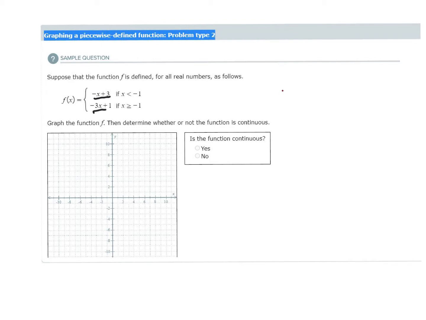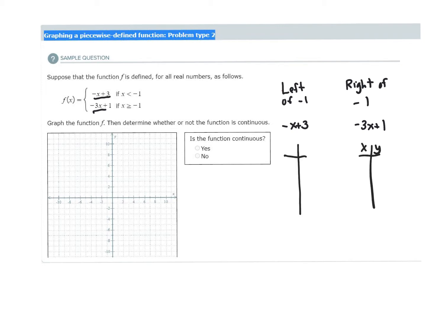So if I think about it, we'll have left of -1, and then we'll have right of -1. Left of -1, that's when we're going to have -x plus 3. And right of -1, we're going to have -3x plus 1. So for both of these, I want to make little tables for them. Now again, this one's for x less than -1. This is for x greater than or equal to -1. So I really just took my function and split it into two parts.